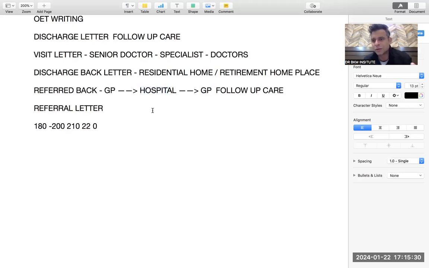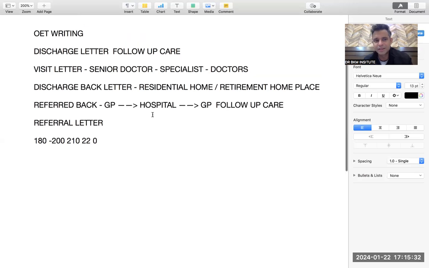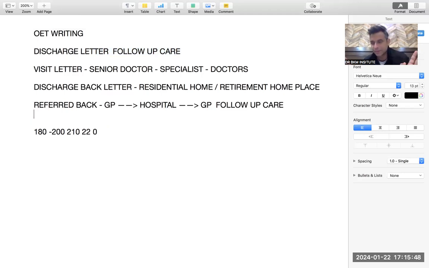And the last letter is the referral letter. See guys, in a visit letter, if you can understand, you are referring the patient to a specialist. It is a referral letter. In the discharge letter, you are referring the patient to a nurse for the follow-up care. It is also a referral letter. So don't get confused about this letter. Simple. So there are four major kinds of letter in OET: discharge, visit, discharge back, and refer back.